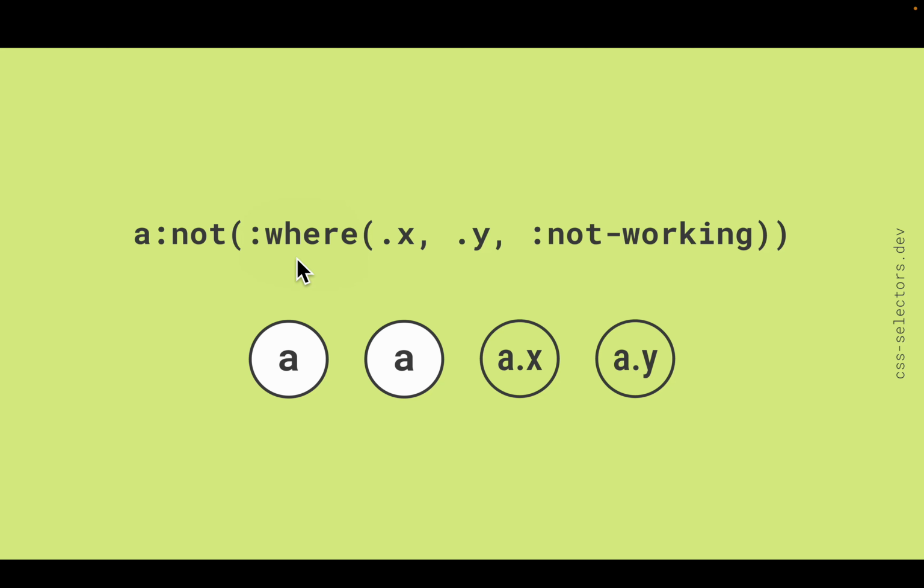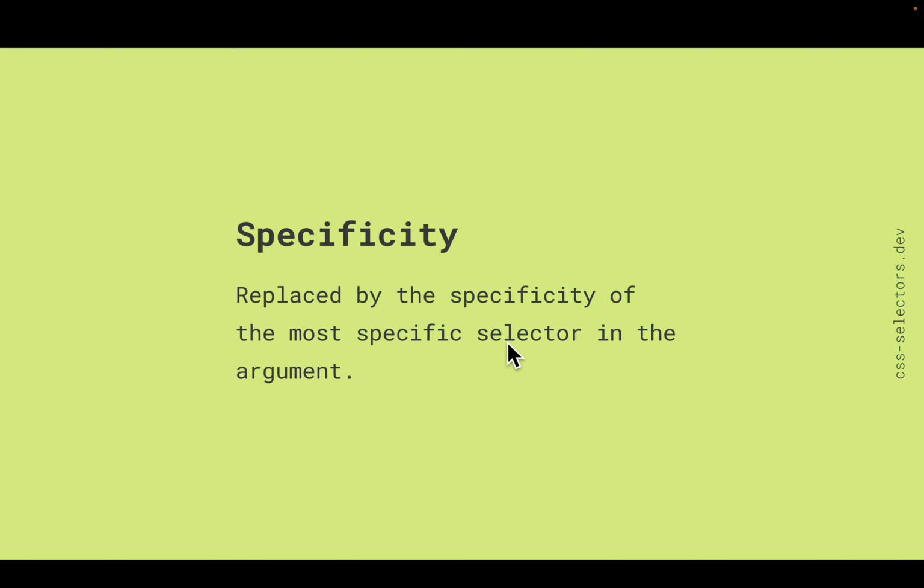But remember, as we learned from the previous video, the specificity will be different. So, let's dive into the specificity of the :not pseudo-class. The specificity of the :not pseudo-class is replaced by the specificity of the most specific selector in the argument, similar to the :is pseudo-class. Let's explore some examples to grasp how the specificity works with the :not pseudo-class.